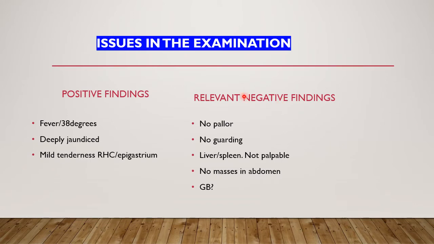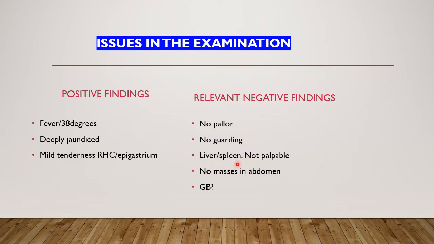Now, in the examination, the issues that we mentioned were fever, deep jaundice, and mild tenderness in the right hypochondrium. And the relevant negative findings in this patient: she did not have any pallor, and there was no guarding. This will suggest it is unlikely to be an acute inflammatory condition.